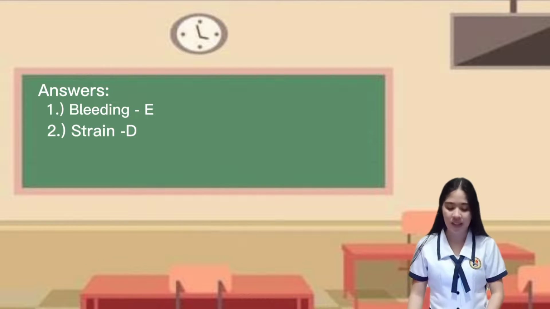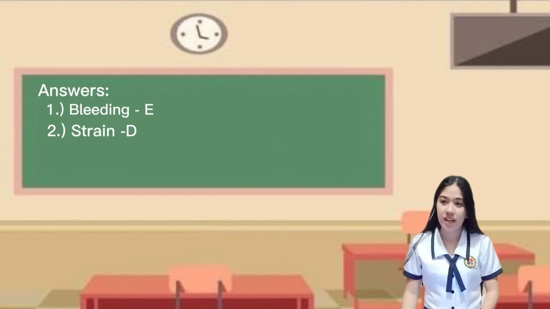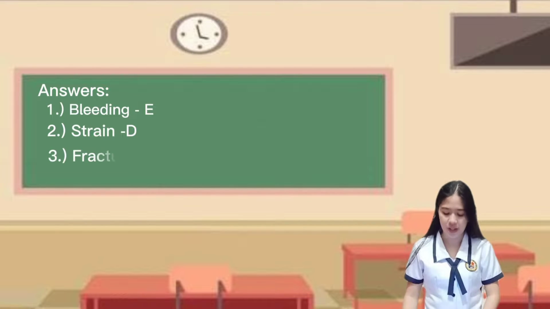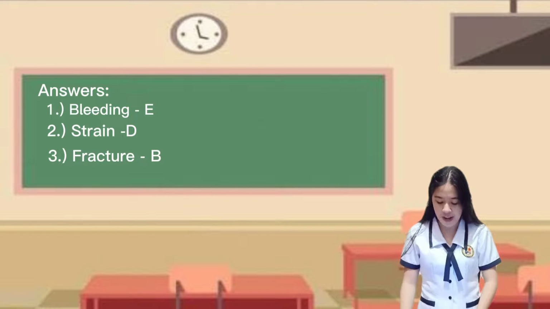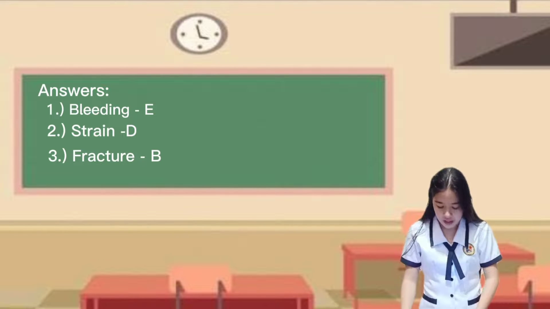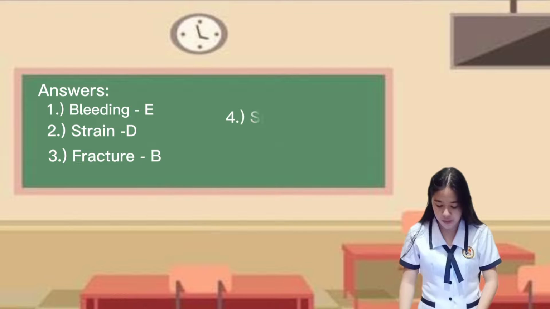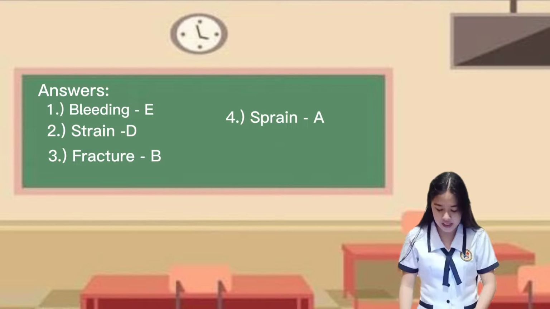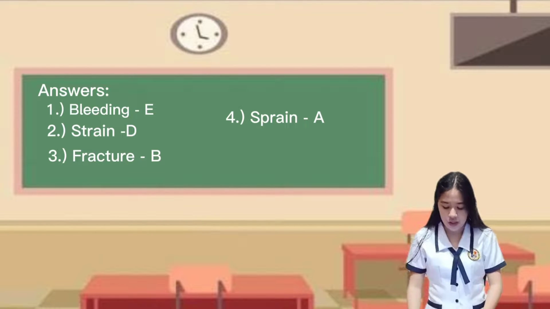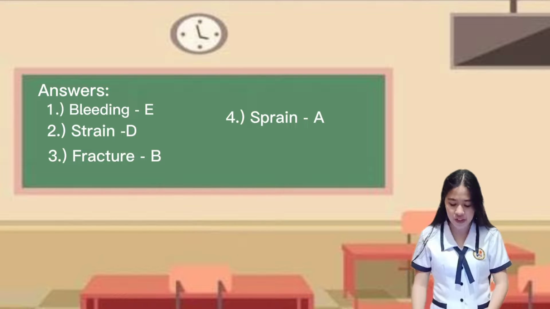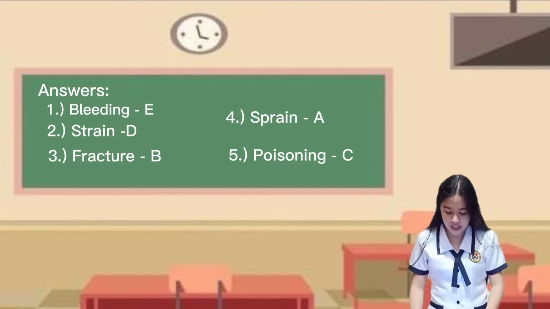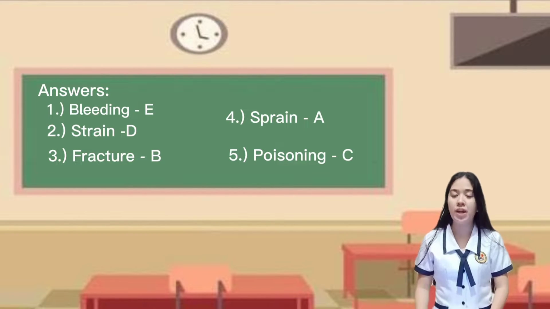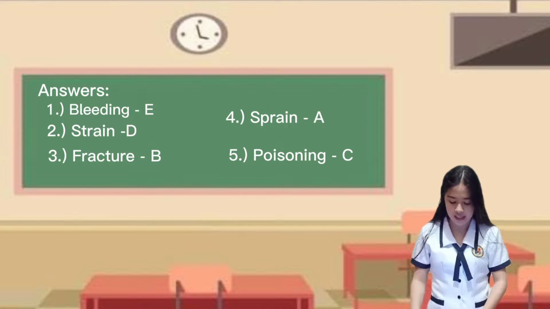Number 3. Yes, fracture. Fracture is a break or crack in the bone. Number 4 is sprain. Sprain is an injury to the ligaments due to violent stretching or twisting. And lastly is poisoning. Poisoning occurs when swallowing harmful substances.